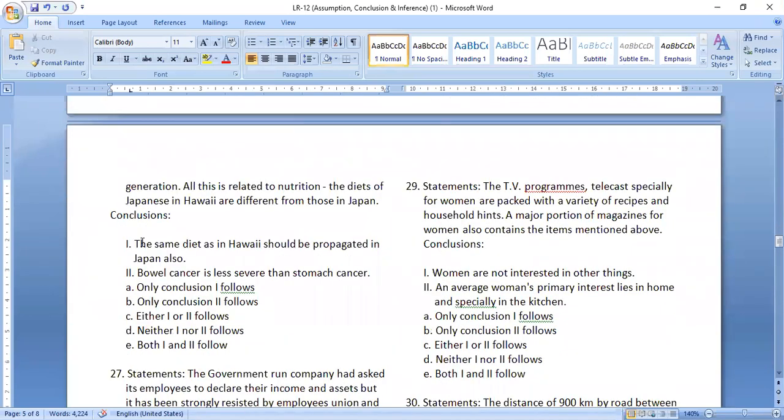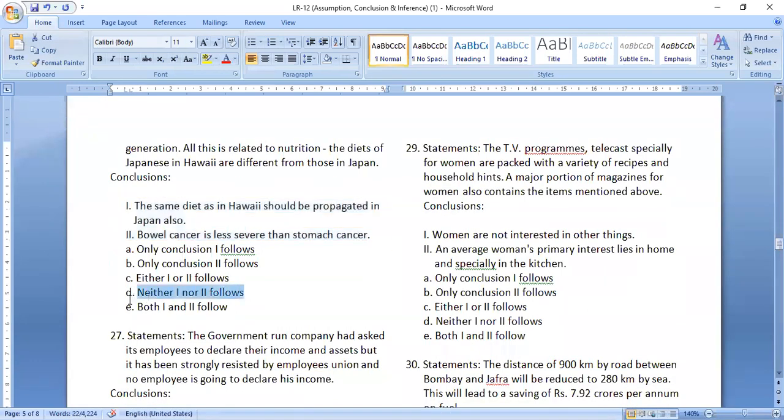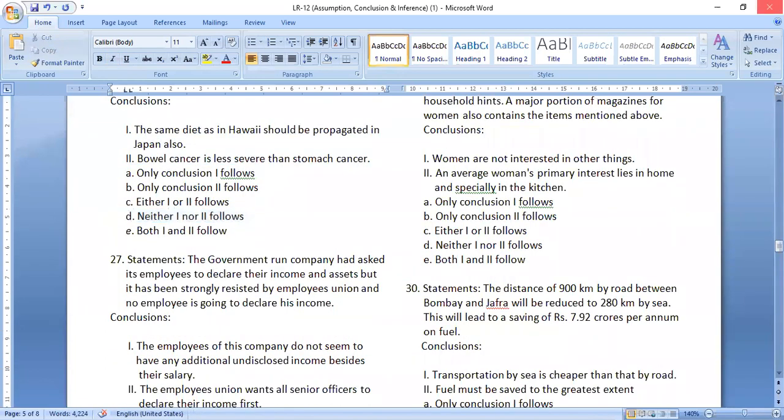So let's see. The same diet as in Hawaii should be propagated in Japan also. Is that true? No, sir. No, because then they'll die of bowel cancer, right? Yeah. So option 2, bowel cancer is less severe. Okay, that definitely can't be. I think that's a very straightforward question. Neither of the conclusions can be made, right? So I think that's pretty straightforward.